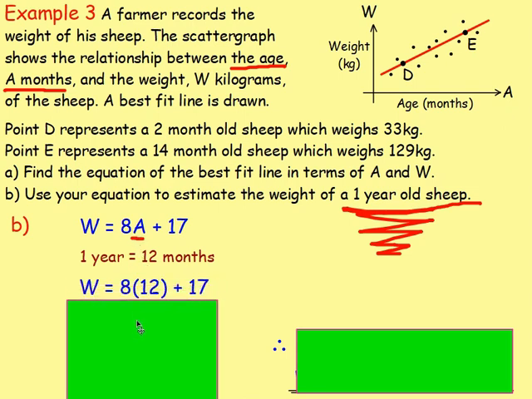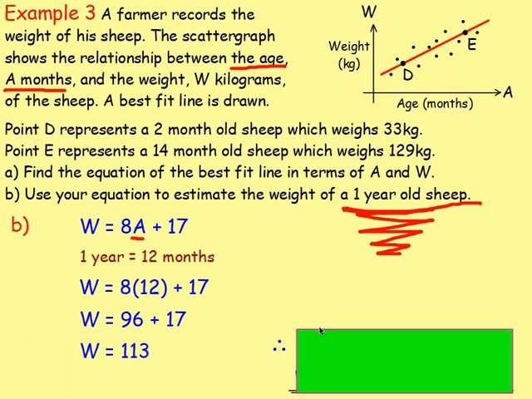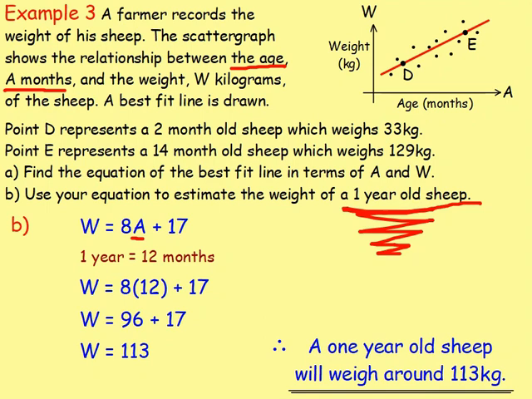So it's going to be 8 times 12, add 17. And if you work that out, well, we know 8 times 12 is 96. Add on 17 gives us 113, which means then, using our equation, we have found the weight of the sheep to be around 113 kilograms.